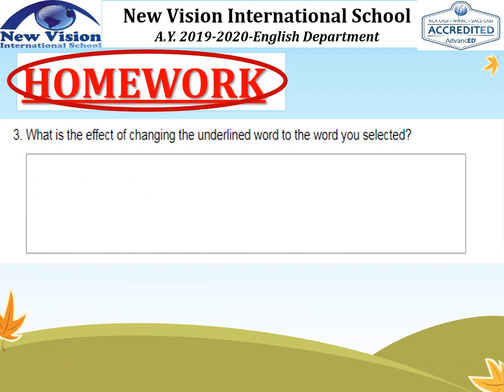All right, students, now number 3 on page 261 will serve as your homework. The question is, what is the effect of changing the underlined word, which is tossing, to the word that we've selected, which is hurling? Does it make the reader picture Edgar throwing the chicken bone to the floor with much greater force? Explain your answer.